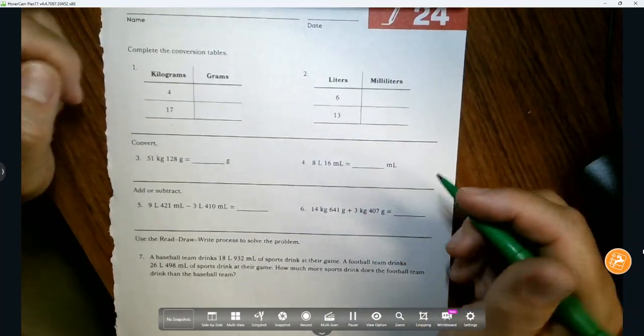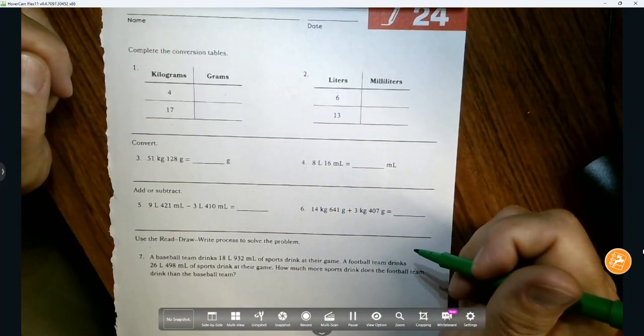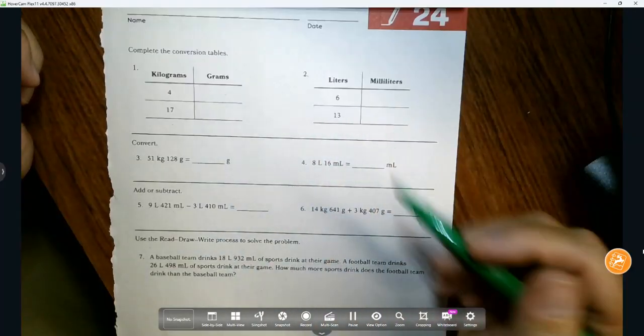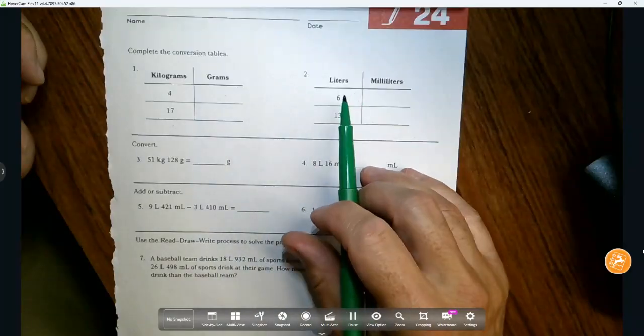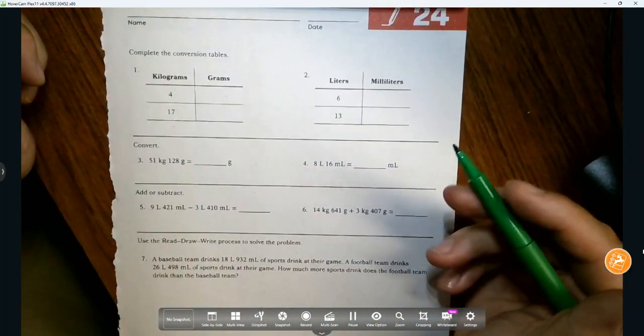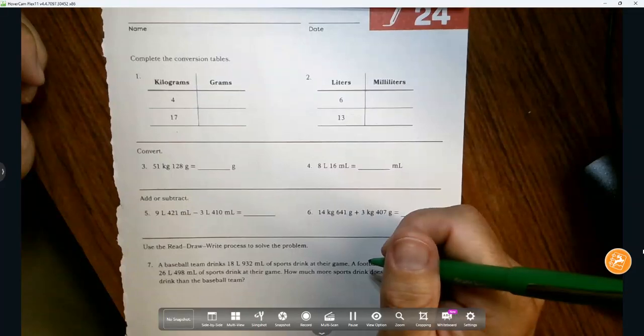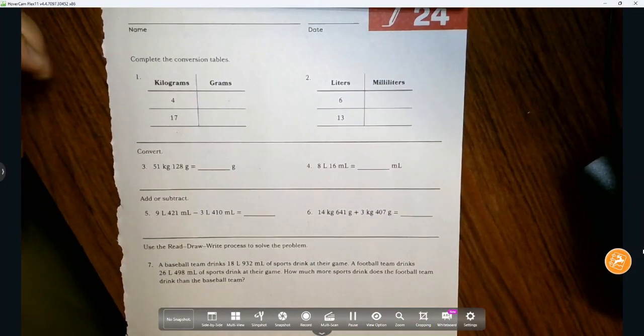All right, Module 1, Lesson 24, 4th grade, Eureka squared. Our first one is going to look a lot like yesterday's. We're going to go from kilograms to grams and liters to milliliters. I'm not going to do this one for you, but I'm going to help you with the conversion. I'm going to put a number at the top here to help you out.